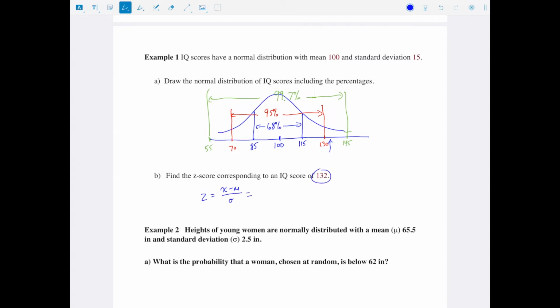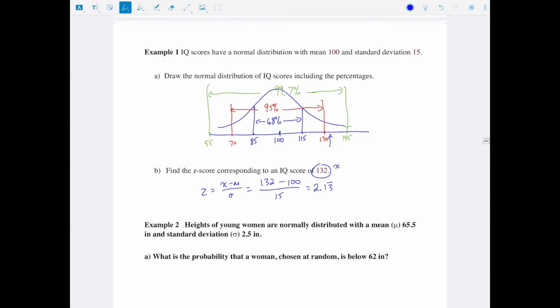So here, this is X. We have 132 minus the mean, which was 100, and we divide it by the standard deviation, which is 15. And we get a result of 2.13, and the 3 repeats itself. Just like I said, it was a little over 2 standard deviations above. A Z-score is just saying how far above or below the mean you are, and how many standard deviations you are away.